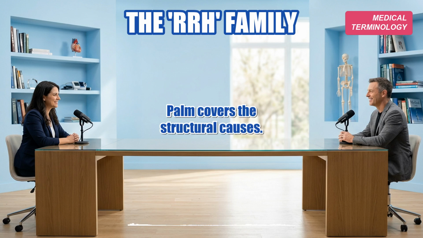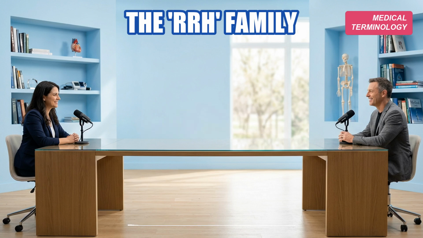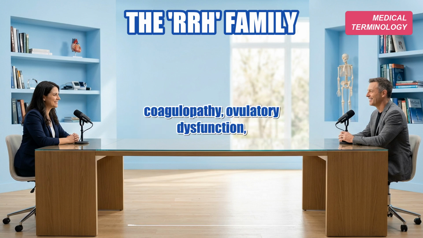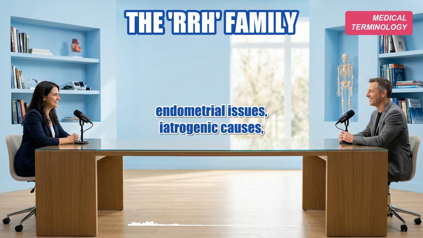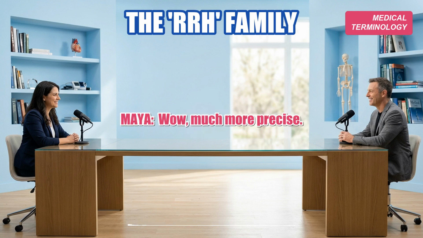PALM covers the structural causes. So that's polyps, adenomyosis, leiomyoma, and malignancy. Okay, that makes sense. And then COEIN covers the non-structural causes: coagulopathy, ovulatory dysfunction, endometrial issues, iatrogenic causes, meaning caused by medical treatment, and not otherwise classified. Wow, much more precise. Right.